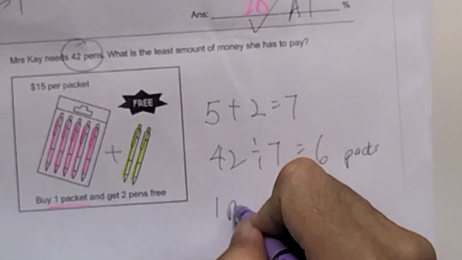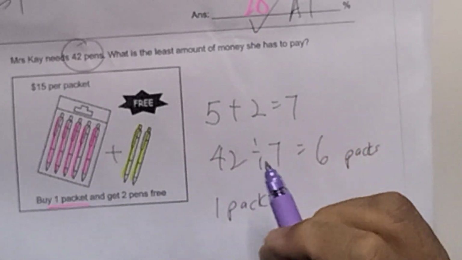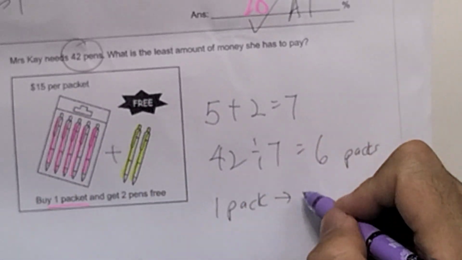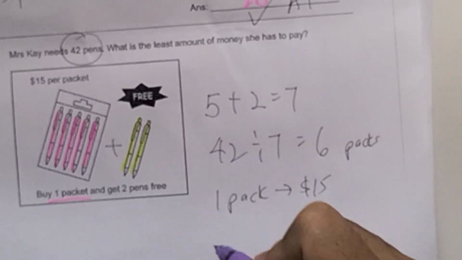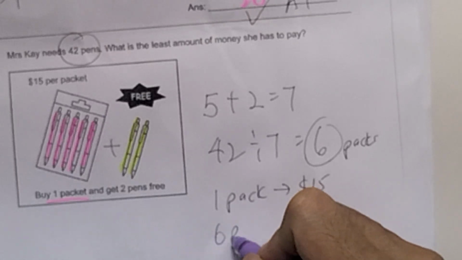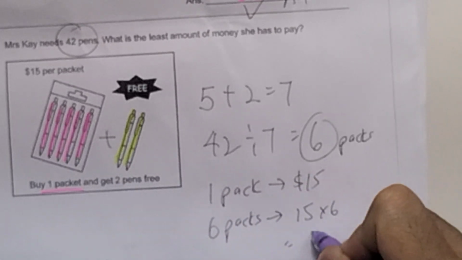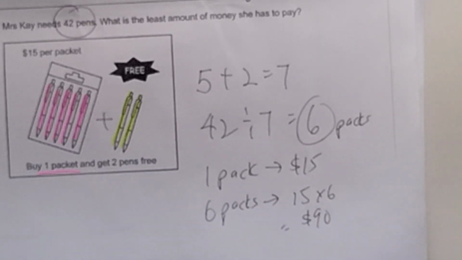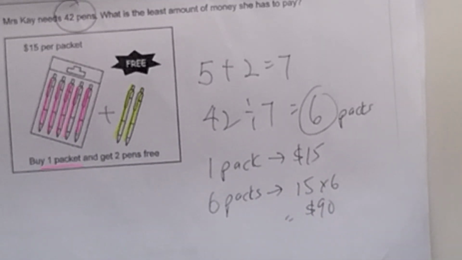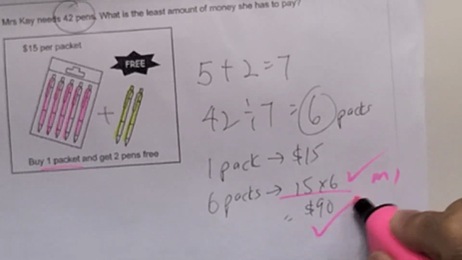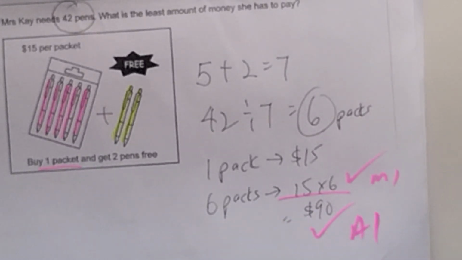So if you buy 1 pack, we know that 1 pack costs $15. See, all the information is inside the box here. $15 for 1 pack. Since you need to buy 6 packs, it'll be 15 multiplied by 6, and that'll be $90. To get your answer mark, you need to show this step: 15 times 6 to get your M1, and here will be your A1 answer mark.